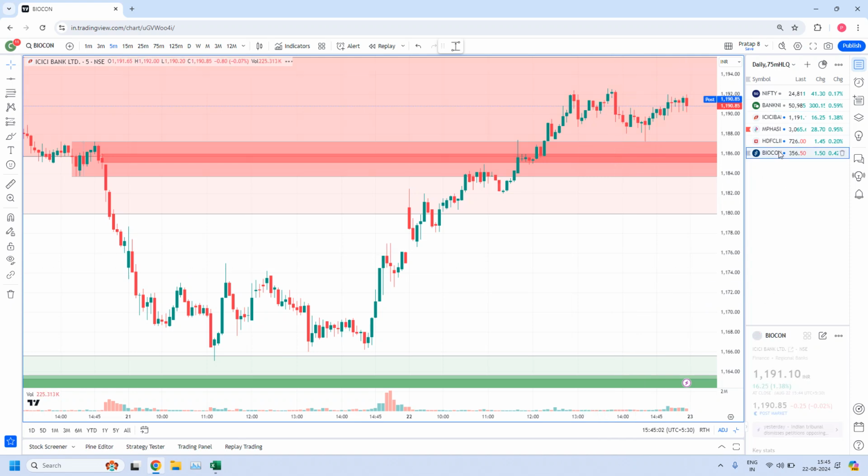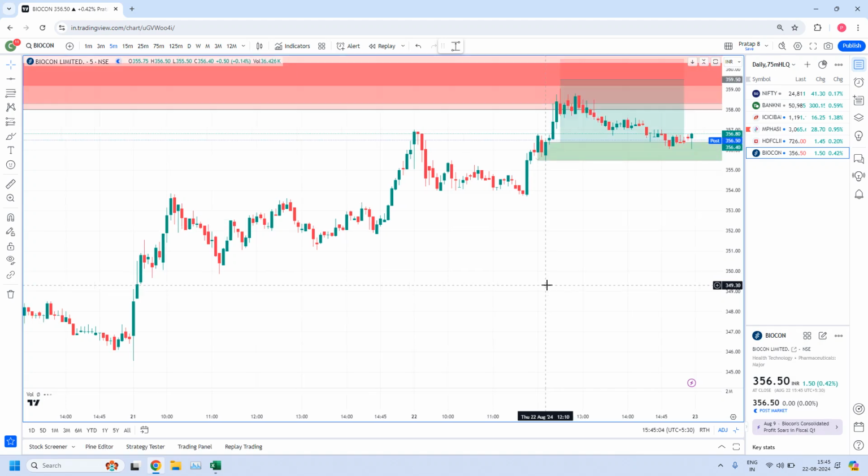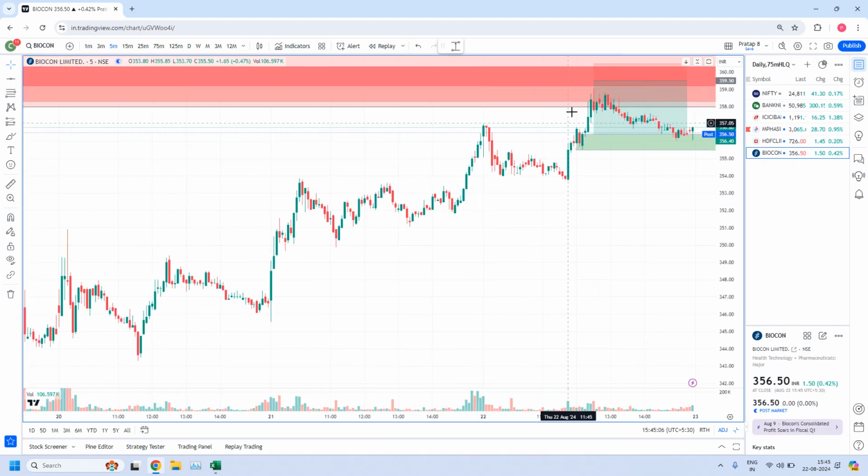One is Biocon. With Biocon, we missed the trade. See, this is the fine-tuned zone. Price came and even reached the 15 minutes target. Still, we didn't take the trade. Why we didn't take it, I will explain.